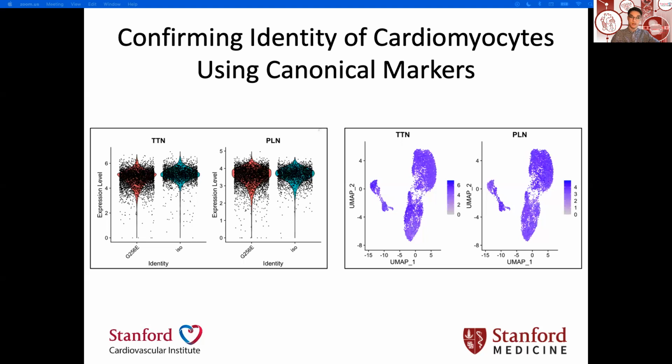To begin, I started by just confirming that these samples were indeed cardiomyocytes. So I used known canonical markers, or genes that are known to be highly expressed within cardiomyocytes. I chose TTN (titin) and phospholamban. And as you can see here, both are very highly expressed in the samples of the G256E mutant and isogenic control, each dot representing a cell. The same thing is shown here, just a map of clustering, each dot representing a sample, and the bright purple representing that it is highly expressed across all of the samples. Basically just confirming that these are indeed cardiomyocytes.